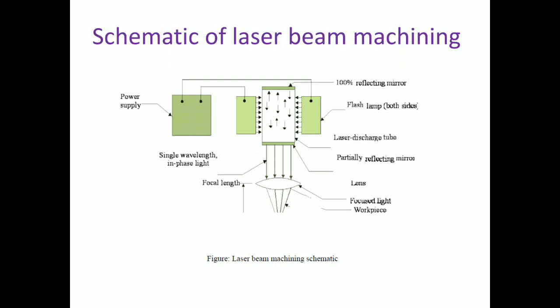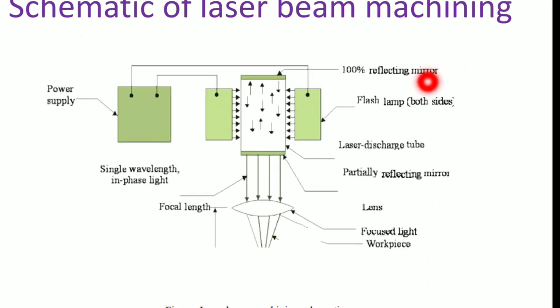Now this is a schematic of laser beam machining. Here you can see what the laser beam machining setup looks like. This is the power supply source. This power supply source is connected to the flash lamps, one on this side, one on this side. Once the power source is switched on, the flash lamps are ignited, they are energized, and in turn they energize the ruby crystal or Nd solid state laser.